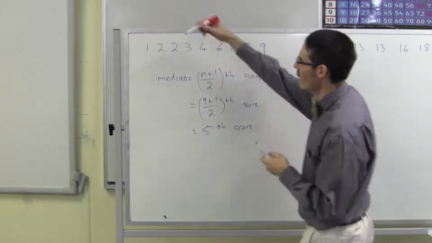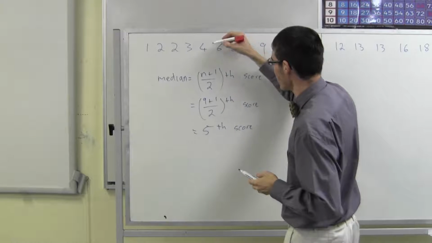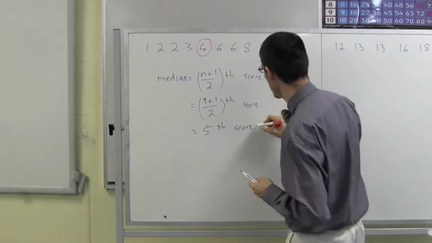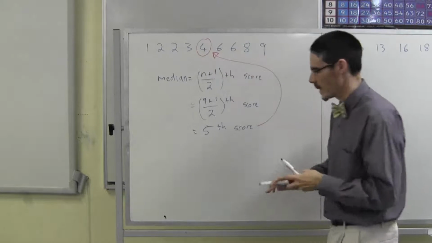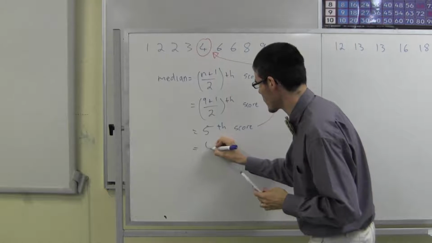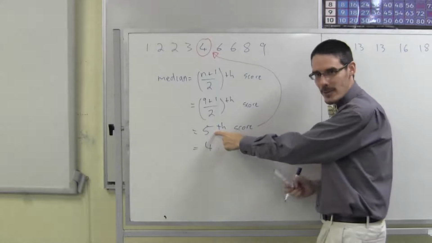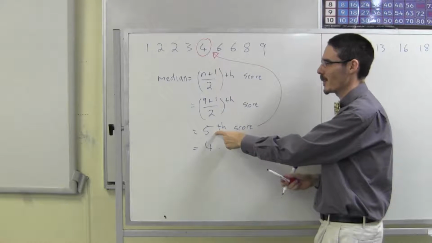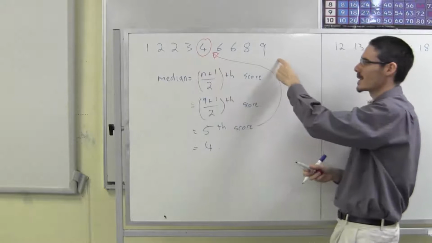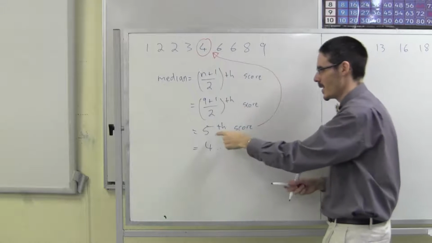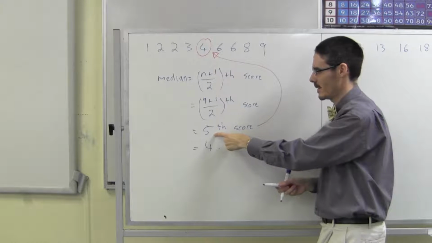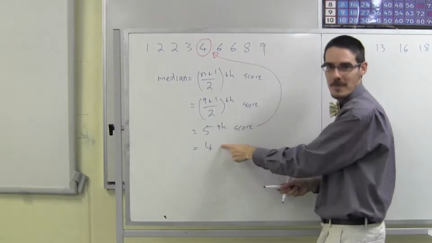And now suddenly you can see where it is. Because you go 1, 2, 3, 4, 5. This is the median, which is 4. You see, the formula didn't tell me that the median was 5. The formula told me that if I write my scores in sorted order, then the median is the 5th one, which in this case is 4.